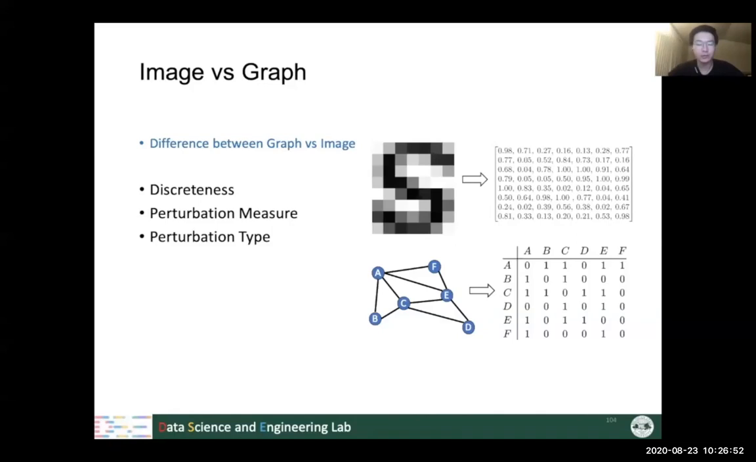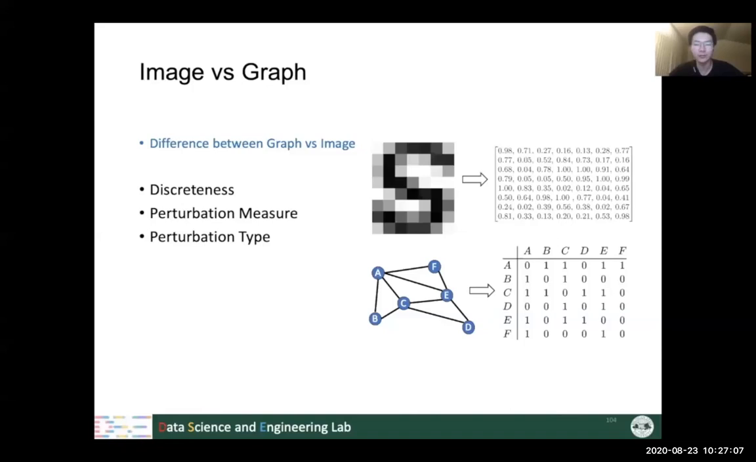And the third difference is about the perturbation type. In graphs, there are many more perturbation types than in images. So next up, I want to talk more about the perturbation types in graphs.